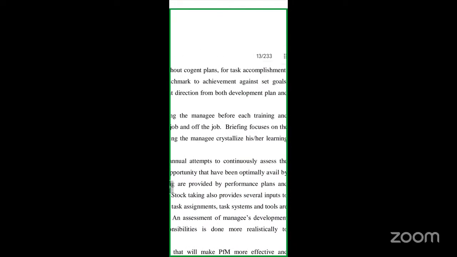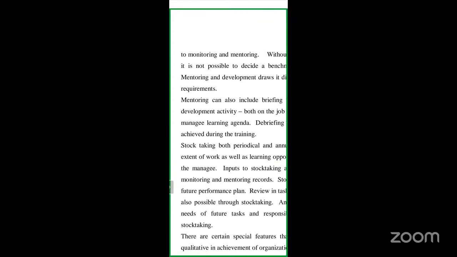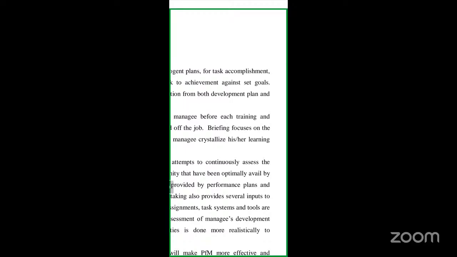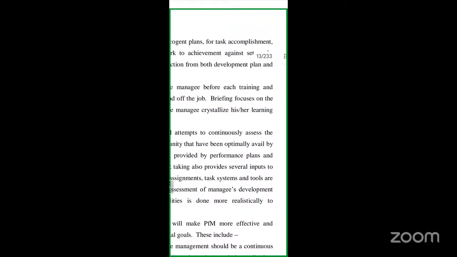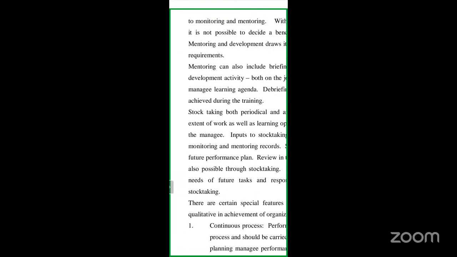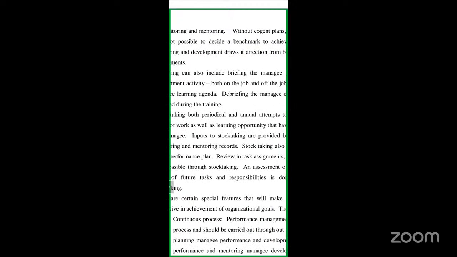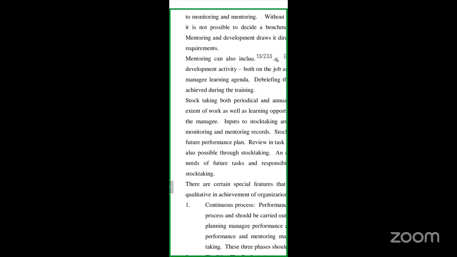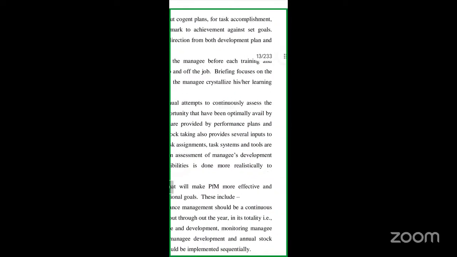Without plans for task accomplishment, it is not possible. So we should have the goals fixed at the starting level itself. Until the goals are fixed, we cannot go for the other process. Against set goals, mentoring and development draw a direction from both development plan and requirements. Mentoring can also include briefing the manager before each training and development activity, both on the job and off the job. On the job and off the job, we can do the mentoring.